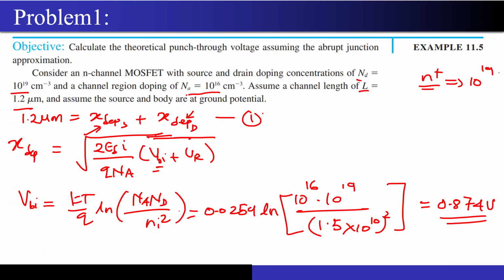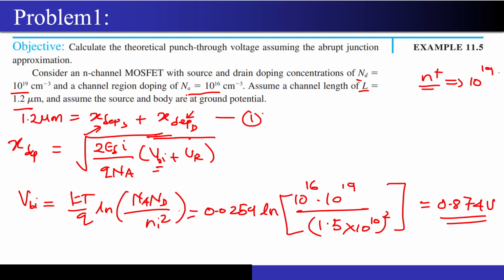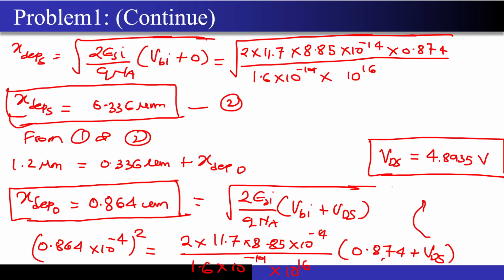So if you apply a drain to source voltage having a value of around 4.9, then both the depletion regions that we have highlighted over here will start to touch each other, and then we will get a condition called punch through. Okay, I hope this numerical was clear. Just a little bit lengthy, not a lot, and conceptually also it was very easy, just lengthy calculations, not a conceptually tricky numerical, right? So now I hope this is very much clear.